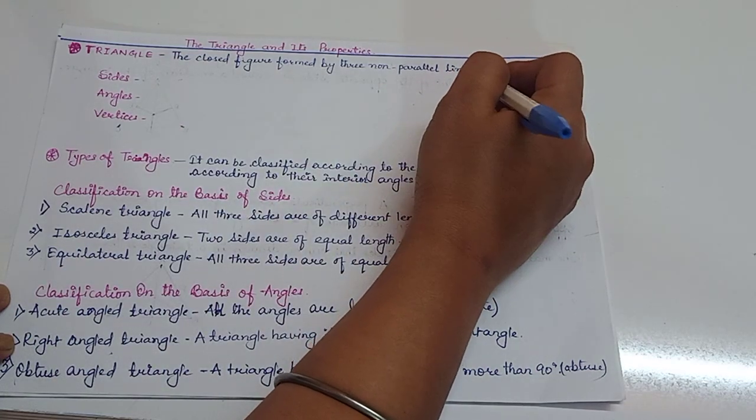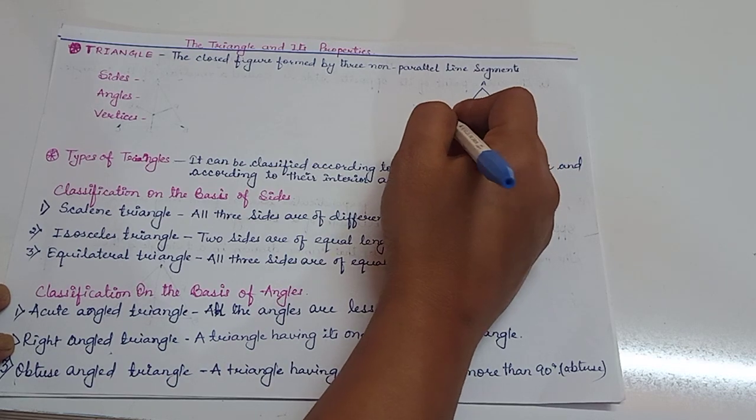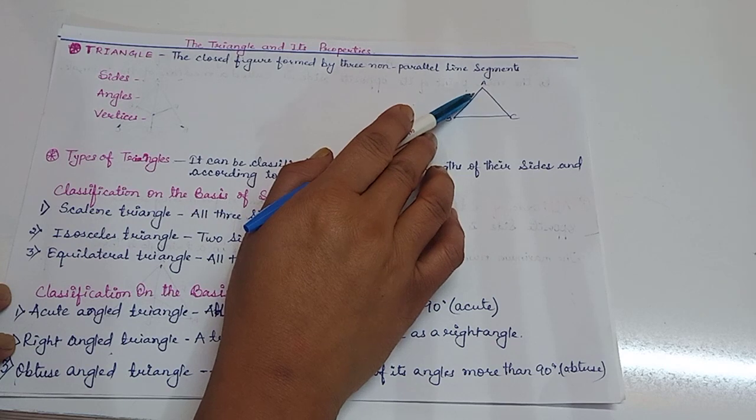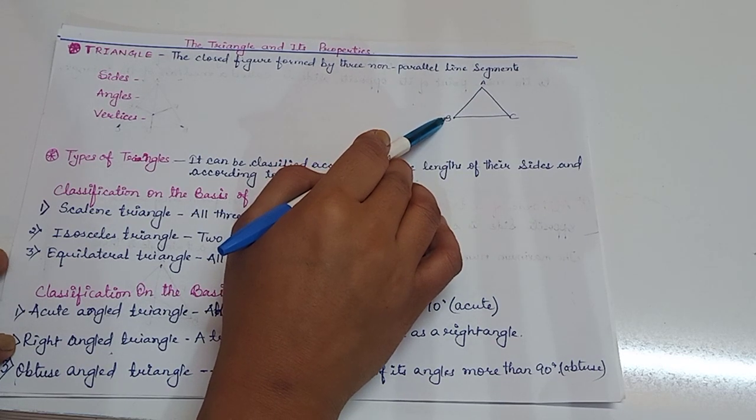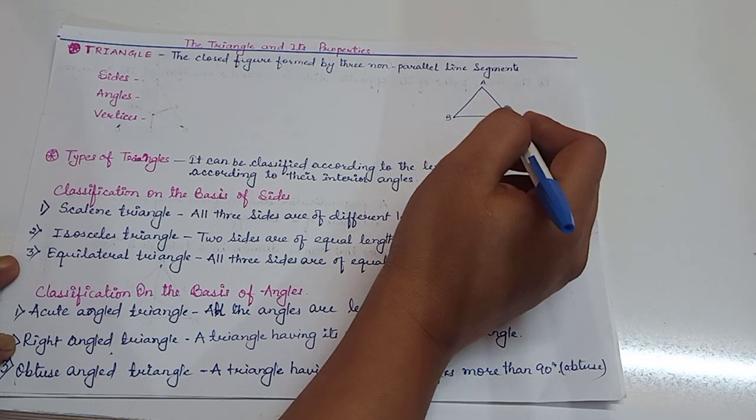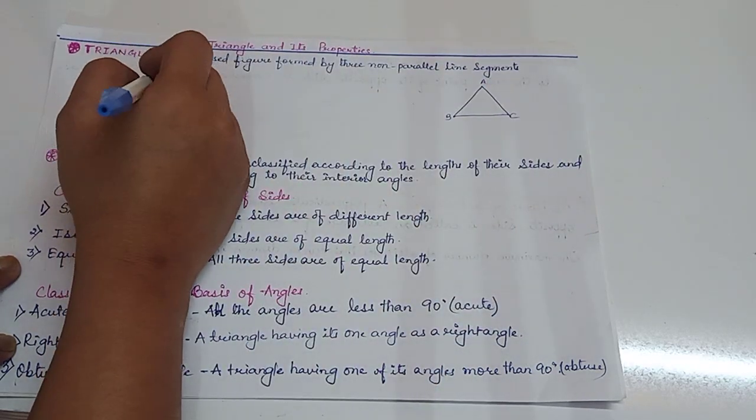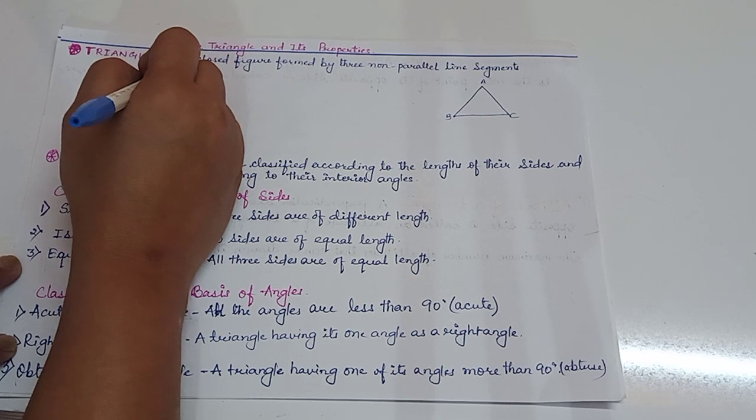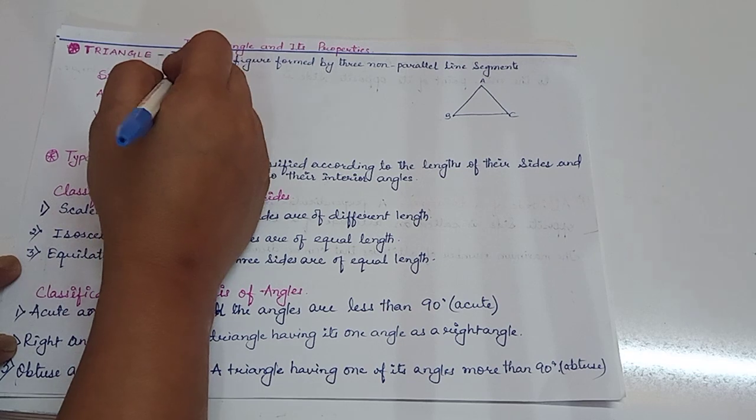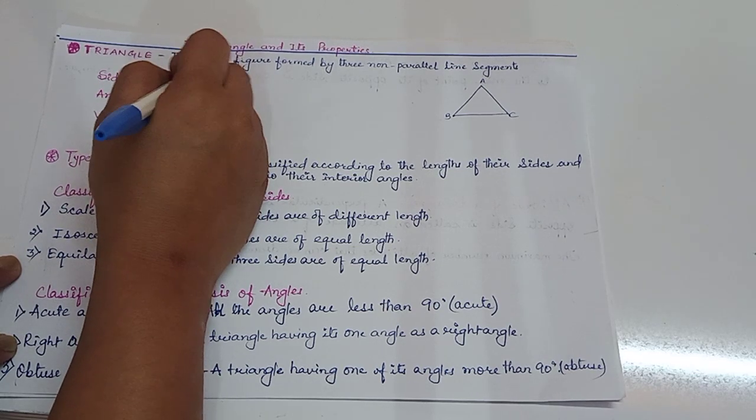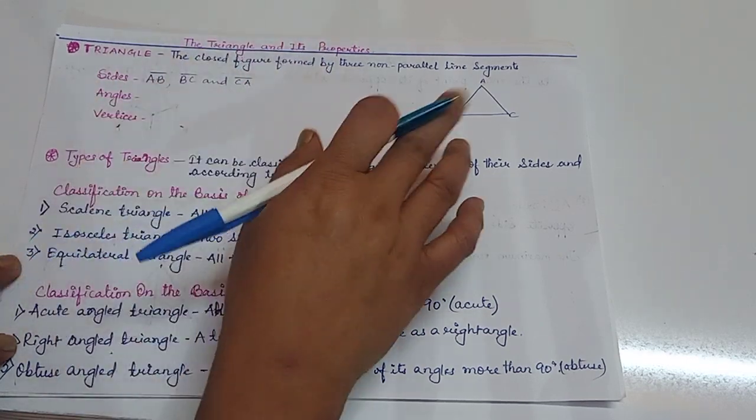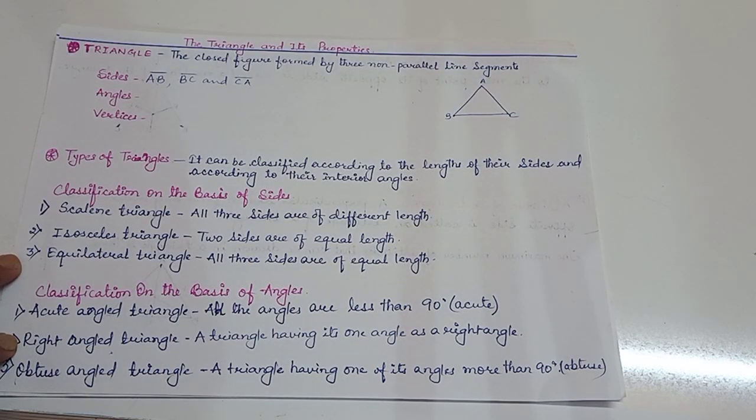Let us name it A, B and C. So here, if I ask what the sides of this triangle are, there are three sides: AB side, BC side and AC side. But it's a line segment, so let us write it like this. AB, this represents your line segment. Then we have BC and then we have CA. So we have three sides of a triangle.